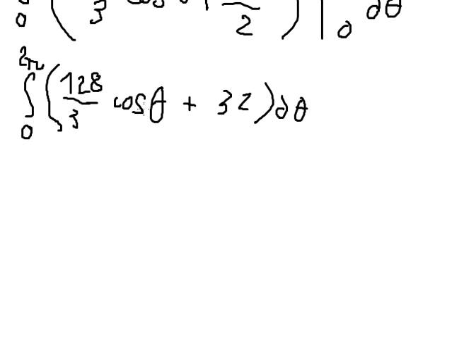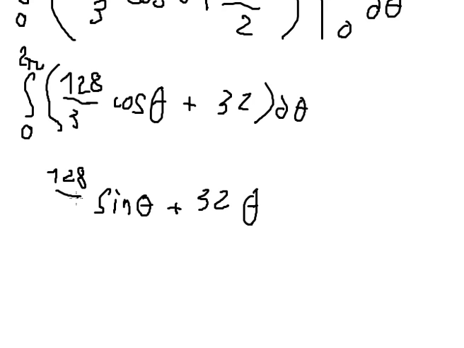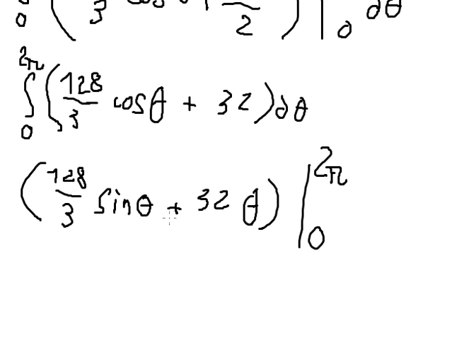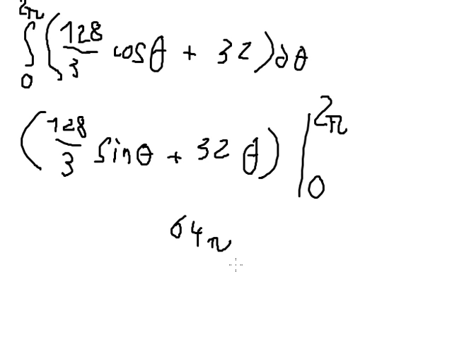And now the integral of cosine theta is sine theta. This one is theta. So we put 0 and 2 pi in here. So we have 64 pi. And that is the final answer.